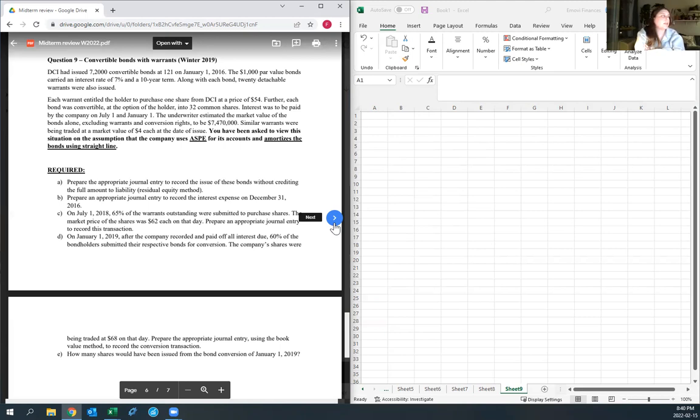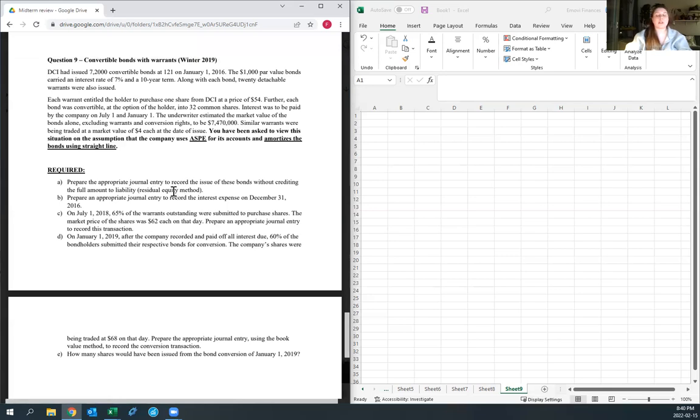Interest was to be paid by the company on July 1st and January 1st. The underwriter estimated the market value of the bonds alone, excluding warrants and conversion rights, to be $7,470,000. Similar warrants were being traded at a market value of $4 each at the date of issue. We have been asked to view the situation on the assumption that the company uses ASPE for its accounts and amortizes the bond using straight line. Prepare the journal entry to record the issue of these bonds without crediting the full amount to liability. So we're using the residual equity method.